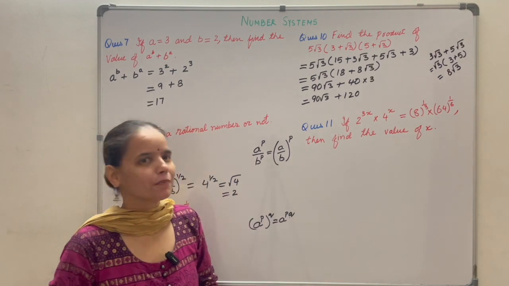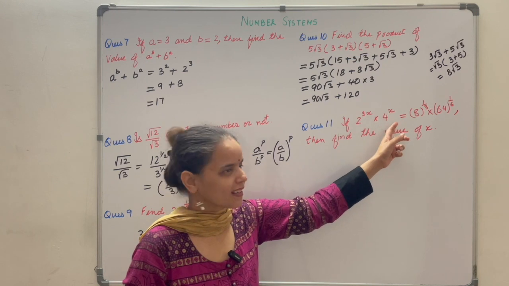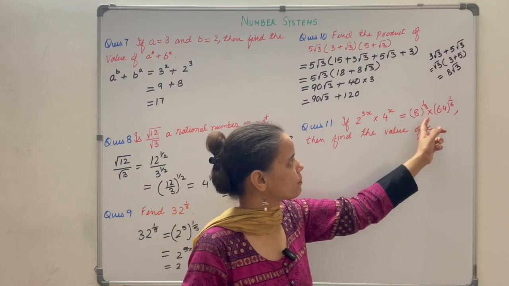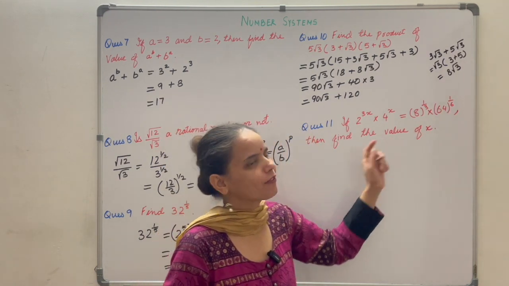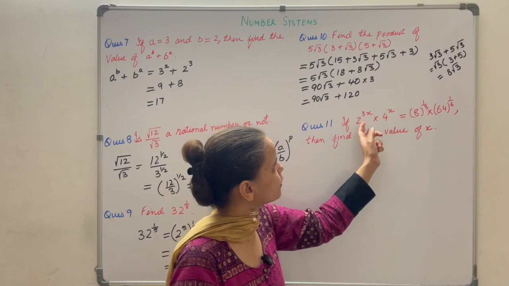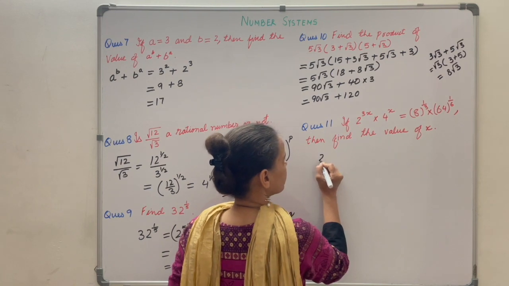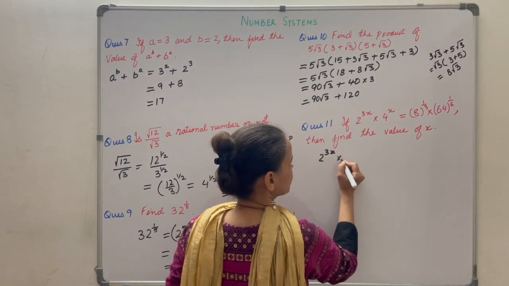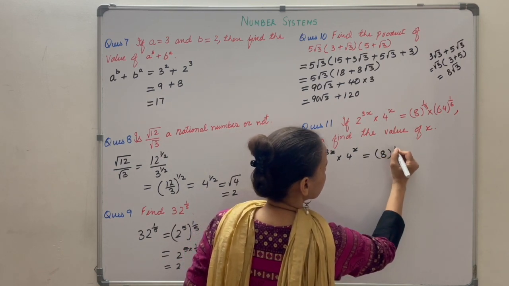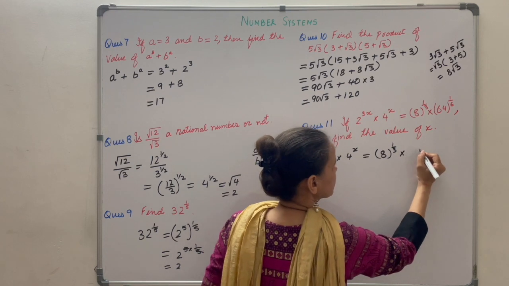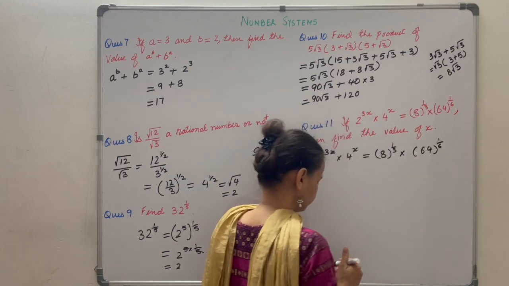Now let us take question number 11. If 2 raised to power 3x into 4 raised to power x is equal to 8 raised to power 1 by 3 into 64 raised to power 1 by 6, then find the value of x. So you need to find out the value of x from here. So let us write it down. So you have 2 raised to power 3x into 4 raised to power x is equal to 8 raised to the power 1 by 3 into 64 raised to the power 1 by 6.